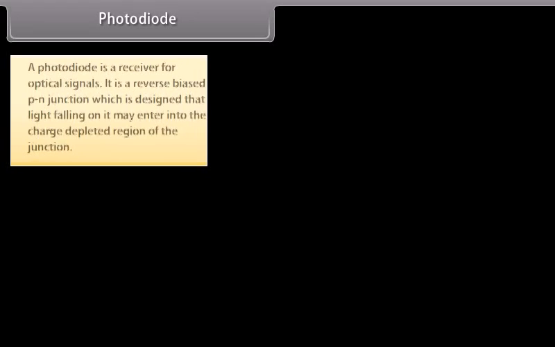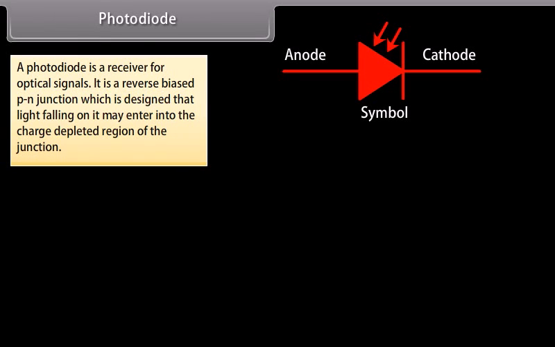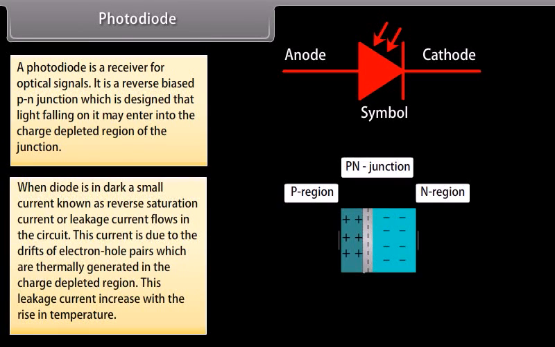Photodiode. A photodiode is a receiver for optical signals. It is a reverse-biased p-n junction which is designed so that light falling on it may enter into the charge-depleted region of the junction. When the diode is in the dark, a small current known as reverse saturation current or leakage current flows in the circuit. This current is due to the drift of electron-hole pairs which are thermally generated in the charge-depleted region. This leakage current increases with the rise in temperature.